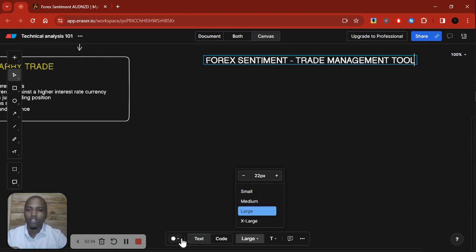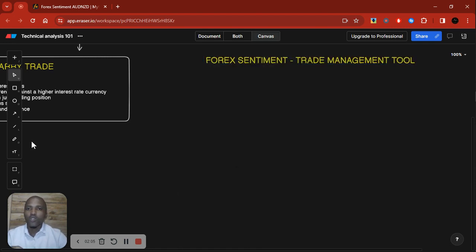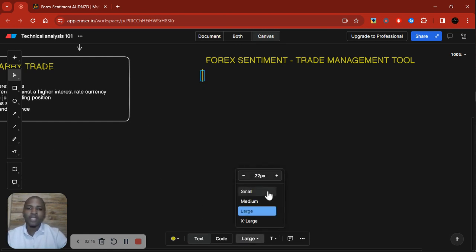So let's make it large, then let's change color. So it's a Forex sentiment, and we use it to manage our trade, right? Like I said, how I need you guys to view this, it's like having an indicator that will tell you with 90% accuracy that the market will move in this direction, or you can expect it to start moving in a certain direction with high accuracy. And I'll explain my reason why I say 90% accuracy, right?